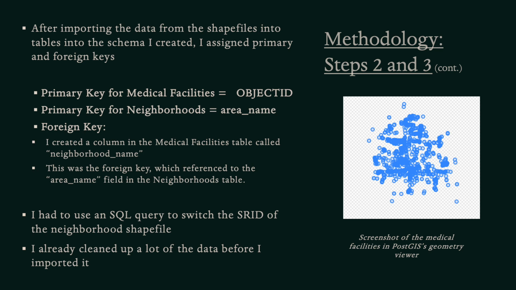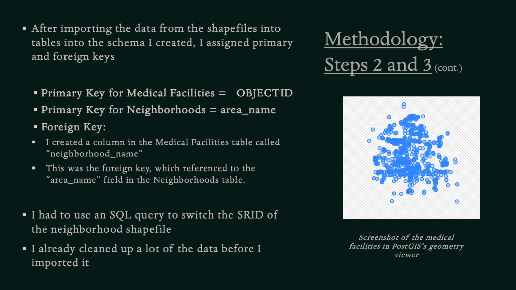I used the object ID column of the medical facilities table as the primary key, and I used the name of each neighborhood as the primary key for the neighborhoods table. Then I created a foreign key in the medical facilities table that referred back to the name of each neighborhood in the neighborhoods table. I had to use an SQL query to switch the SRID of the neighborhood shapefile.